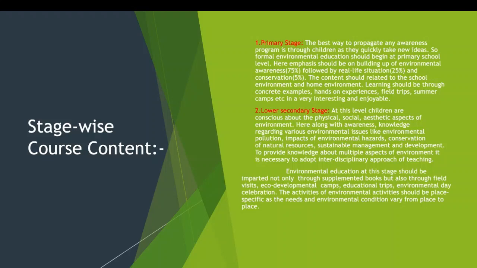So in the primary stage, most emphasis is given to awareness, then real life situations, and then ultimately conservation. The children are first made aware about environmental issues, their surroundings, and the interdependence of various components of environment. Until they are made aware of all those things, they won't be able to implement their knowledge in real life situations, and they won't understand the importance of conservation of various environmental components.